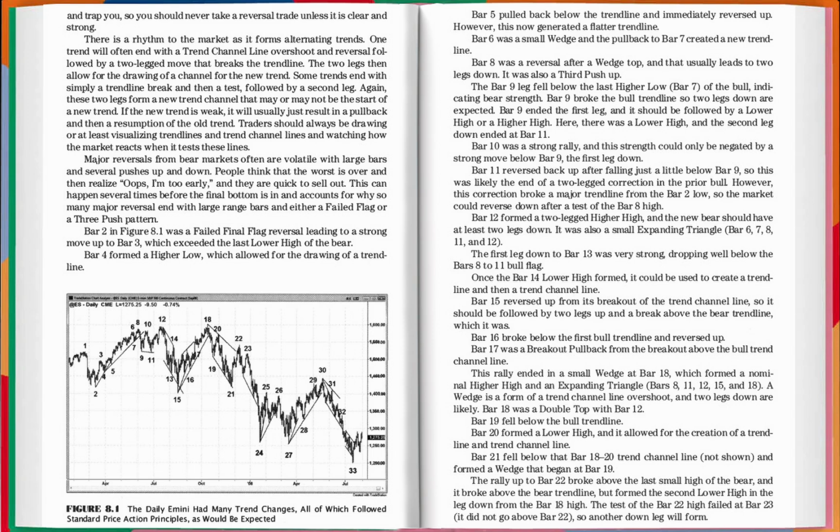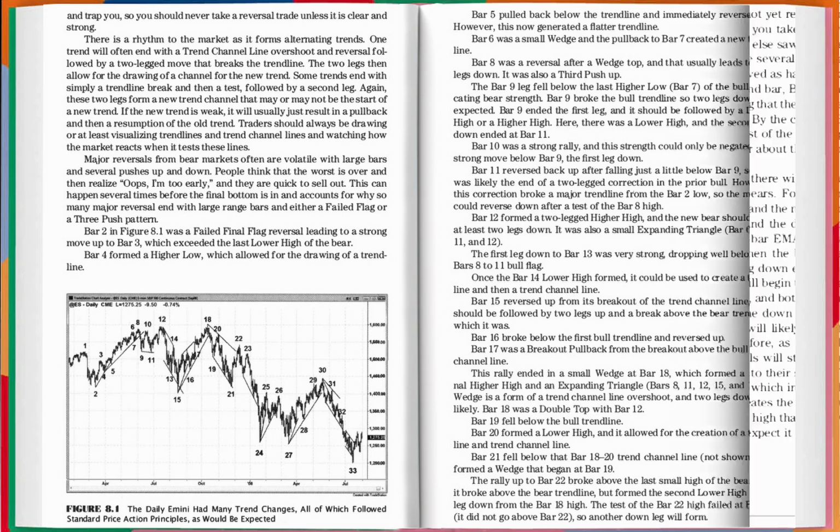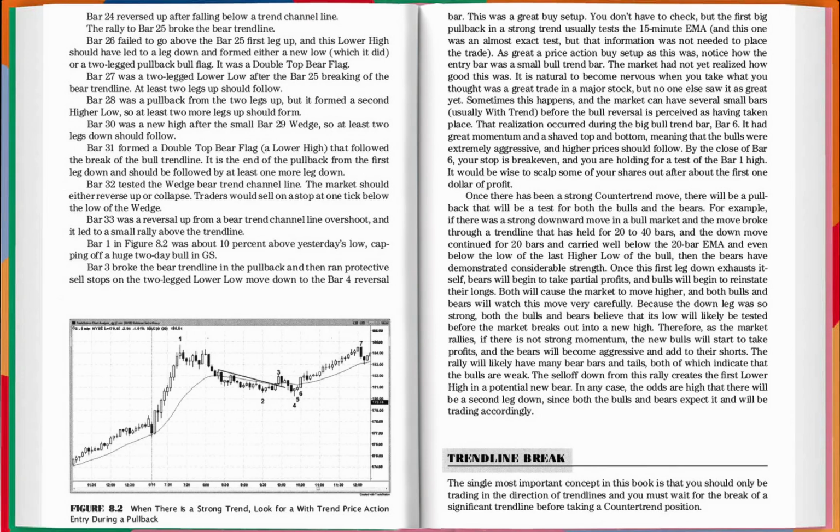The test of the bar 22 high failed at bar 23. It did not go above bar 22, so another down leg will form. Bar 24 reversed up after falling below a trend channel line. The rally to bar 25 broke the bear trend line.